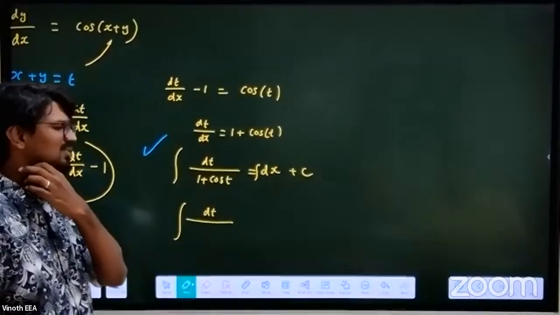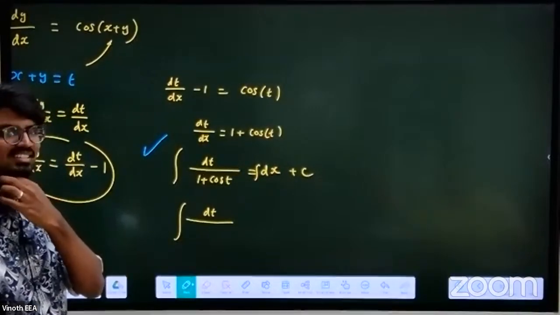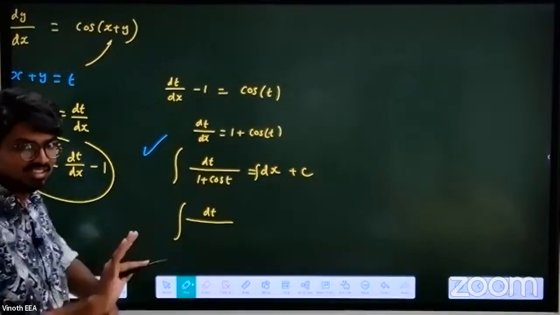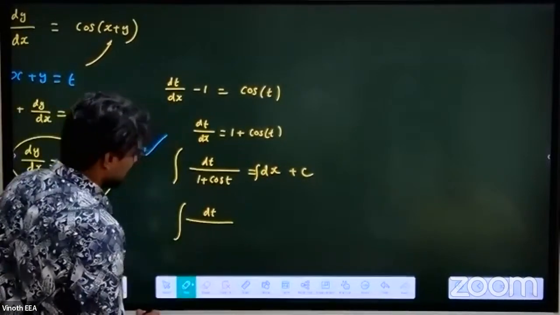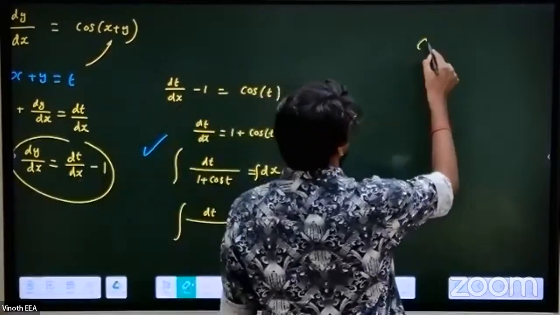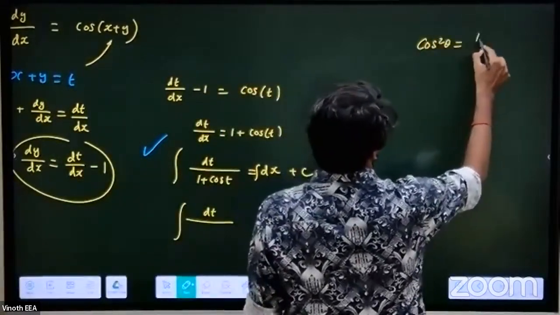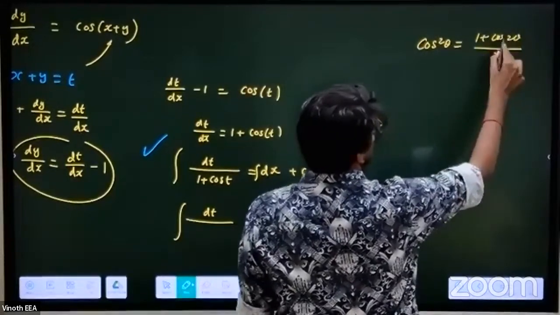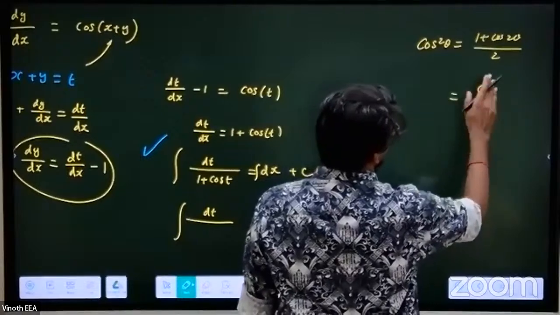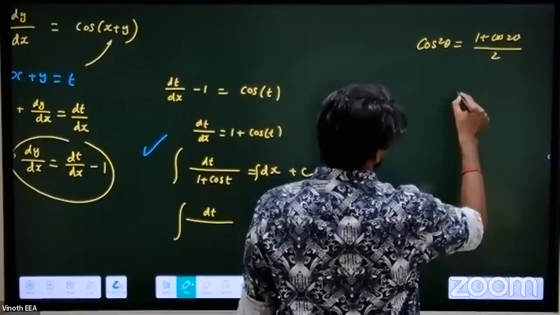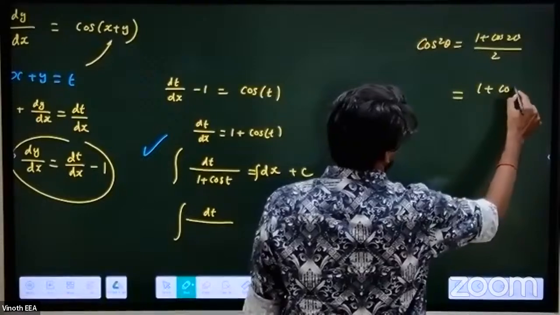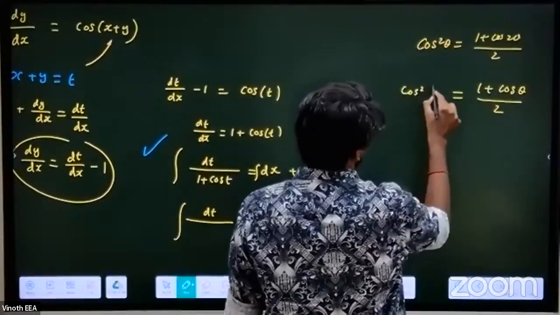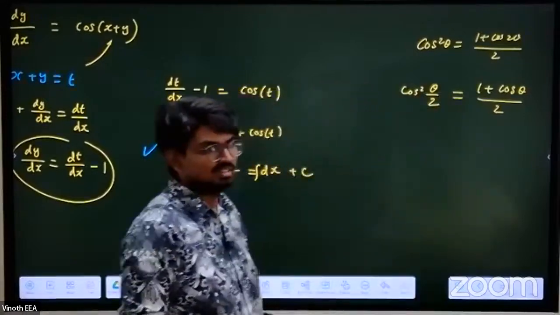Cos square theta equal to 1 plus cos 2 theta by 2. Cos square theta, okay, then no issues, I will write it down: 1 plus cos 2 theta by 2. But I want cos theta, right? If I want 1 plus cos theta by 2, this will become cos square theta by 2.